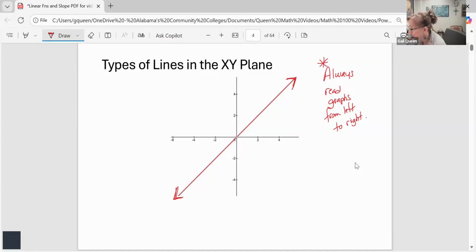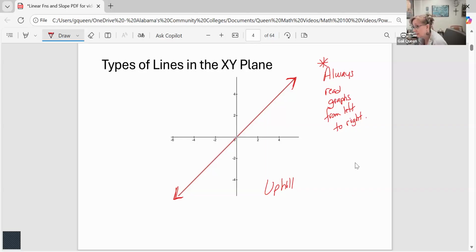Well, which is it, downhill or uphill? When we read this graph from left to right, starting at the left and going to the right, this is going uphill. And everybody agrees that it's an uphill line. Does that make sense? So make sure you're reading your graphs from left to right so that we're all interpreting it the same way. That's going to be really, really important.